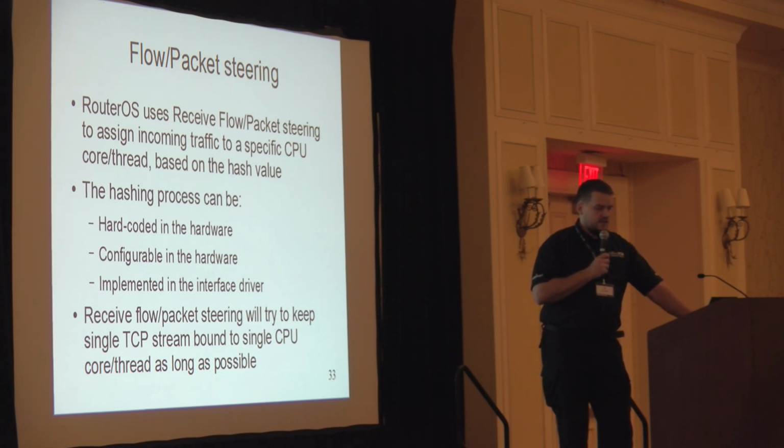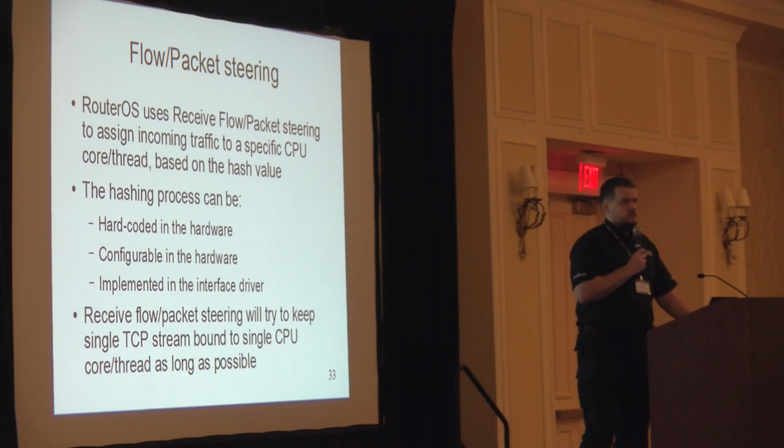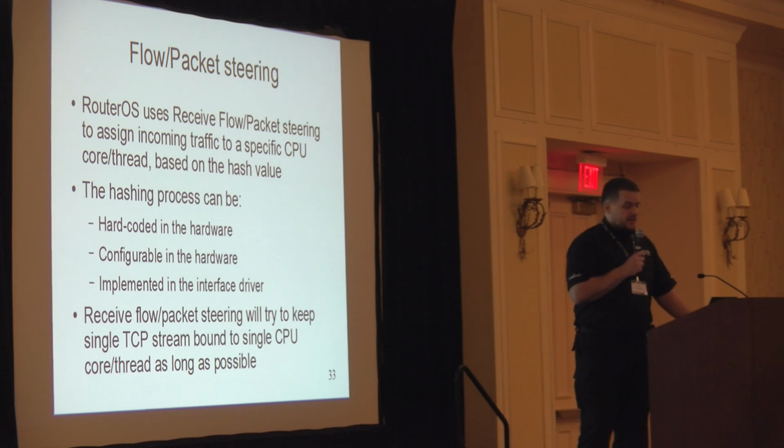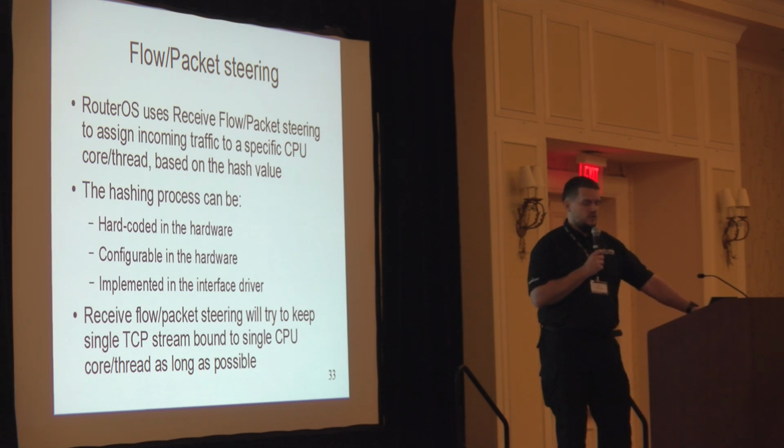So that hashing can be either hard-coded in the hardware, and we have no control whatsoever how it works. So the CPU decides itself which core it assigns traffic to based on the hash values. For example, the CPU calculates source and destination address and source and destination port, all 4, as a hash, and then distributes them by cores. Then there is a possibility to configure it in the hardware, where we can actually go into the hardware and check which fields will be used in the hash to distribute the traffic between the cores.